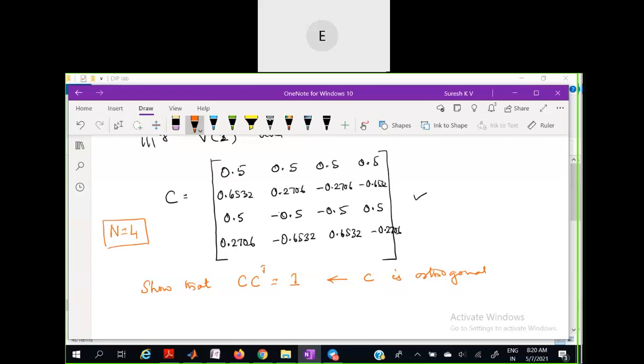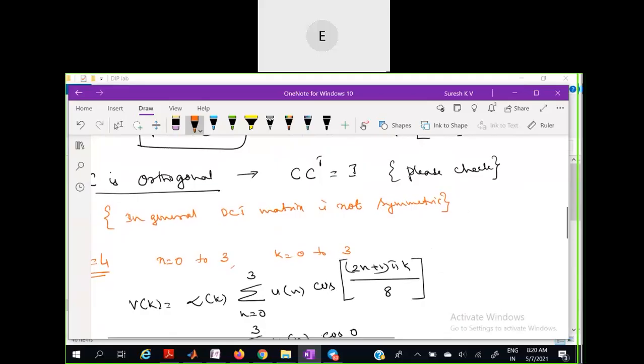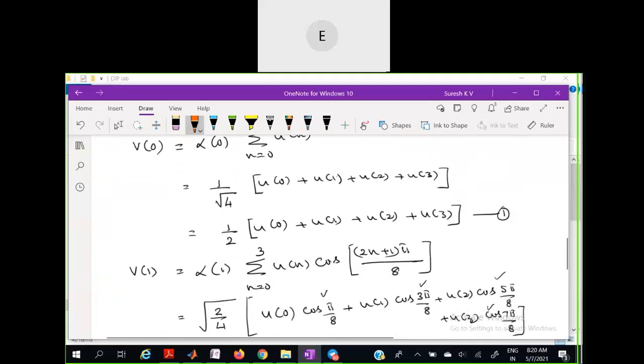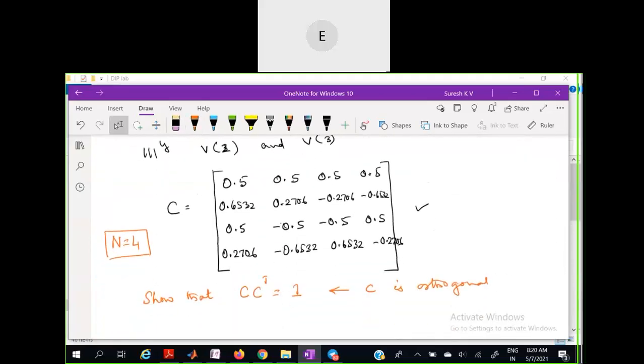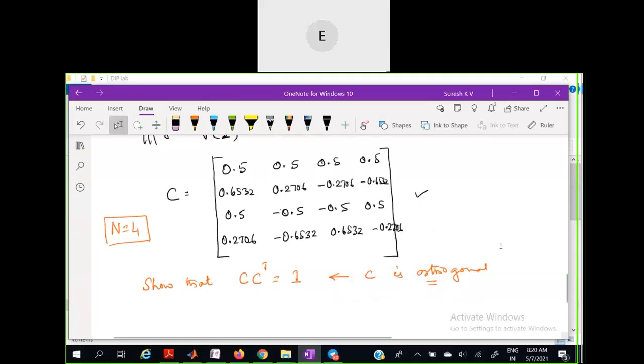This is why I wrote this sentence: in general, the DCT matrix is not symmetric. Only in the case of n equal to 2, it is symmetric. But for n greater than 2, it will not be symmetric. So this is how I can get the discrete cosine transform matrix for any given n. Normally, manually, we will expect you to calculate for n equal to 2 and 4. Beyond that, it is very lengthy, so you can use MATLAB to verify.